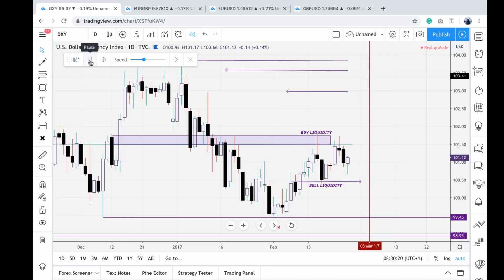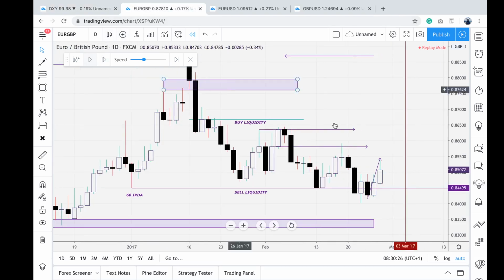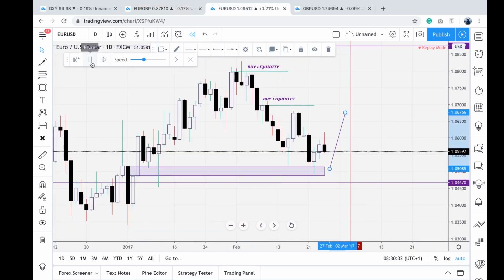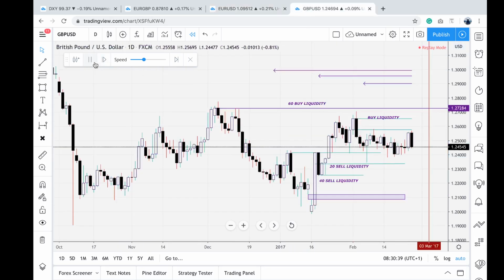So let's see Monday's price action. Monday's price action, no real difference. Monday's price action for Euro Pound. Yeah, bullishness. So we're actually correct on this analysis. Bullishness on Euro Pound. Euro Dollar, let's see what Euro Dollar actually does. So no real change in Euro Dollar. British Pound, same range.